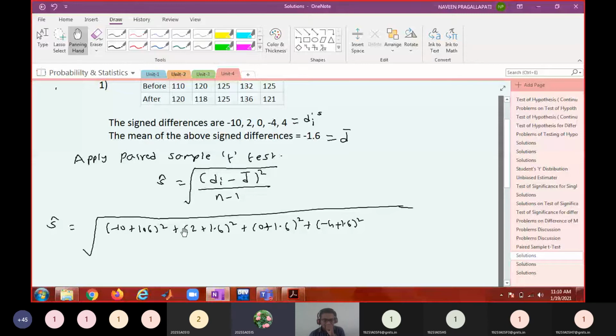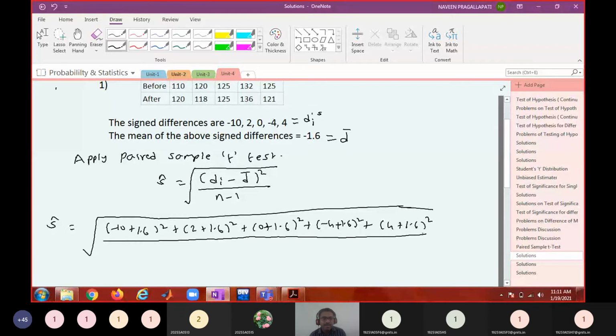Sir, for the 2 you take it as a plus, and for the 0 also. And this d bar is minus 1.6, okay, right? Okay, sir, I got it. And sample size is how much? 5. So it has to be divided by 4.